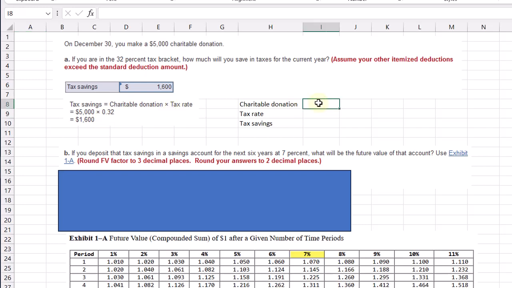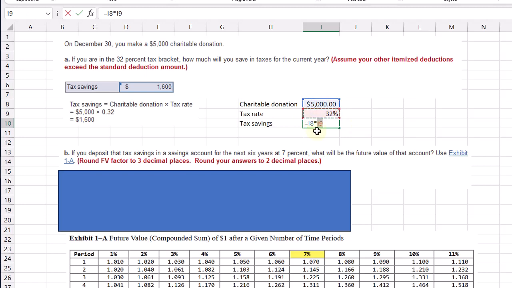All right, if we wanted Excel to do the math for you, we'd put 5,000 in here. I've already formatted that cell. We'd put the tax bracket in here, which is 32%. Okay, and then we would just multiply the 5,000 times the 32%.